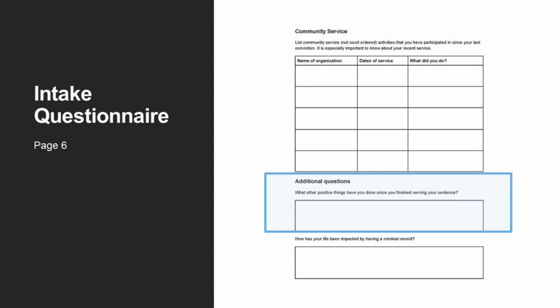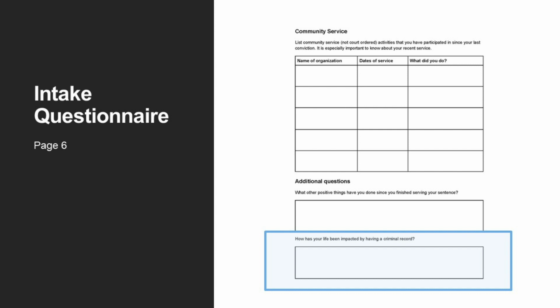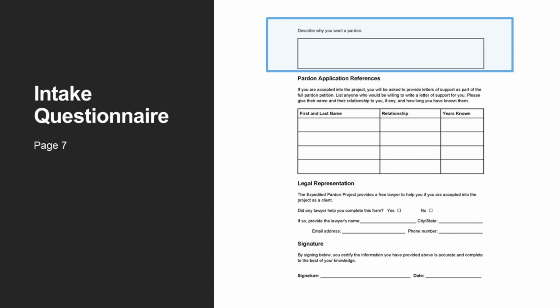The second section allows you to share more about your personal story. The first question requests additional achievements you would like to include, such as obtaining degrees, information about awards, and any other information that may be useful. The second question asks you to describe how your life has been impacted by having a criminal record. The final page of the intake questionnaire begins by asking you to describe why you want a pardon. This question is an important part of the pardon request. You must be able to explain the specific ways in which you believe you will benefit from a pardon if granted.